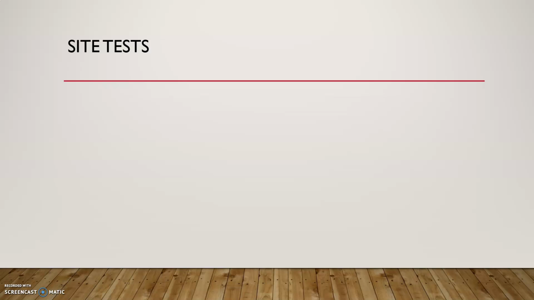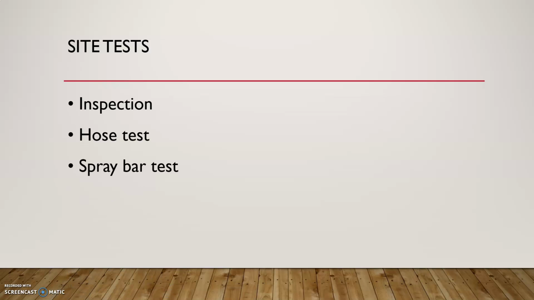Now, next thing, we're going to look at some of the site tests. Site tests can be done by inspection, and usually there are two types of site tests used throughout the industry: the hose test and the spray bar test.